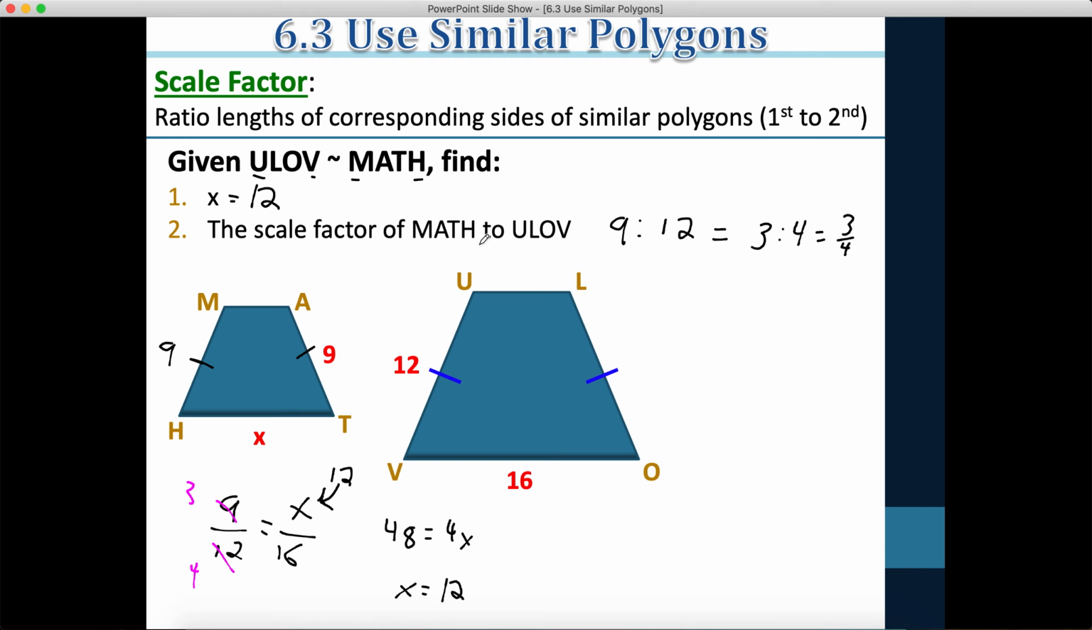That means that every side length from math is 3/4 of the side length from you love, which makes sense because it's smaller. It's 75% of the big one. Had I worded this backwards, had I asked what the scale factor is from you love to math, well, that would just be the reciprocal of this. That would be 4/3. And again, interpreting that would suggest that every side length from this shape is 4/3 the size of the smaller one, aka it's bigger than. It's like 33% bigger than. Makes sense.